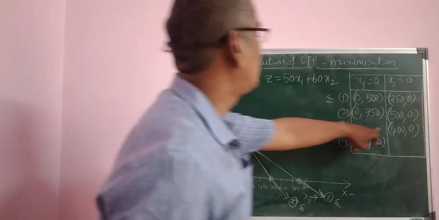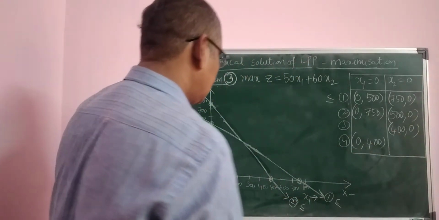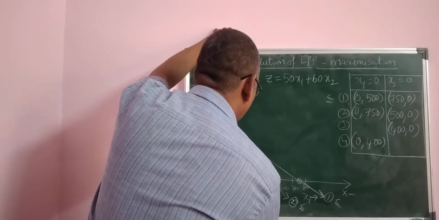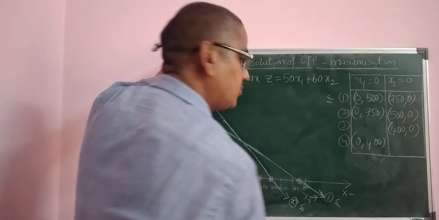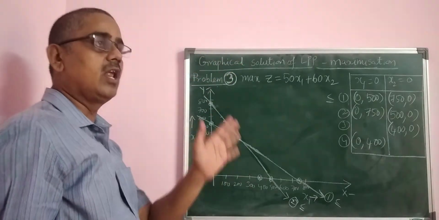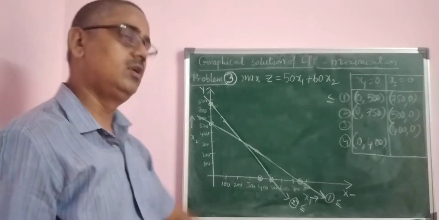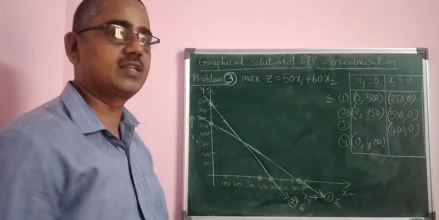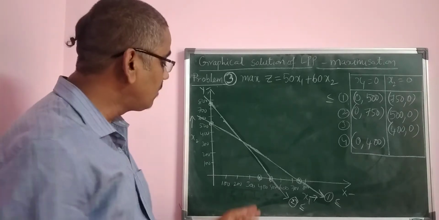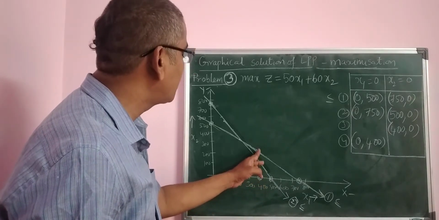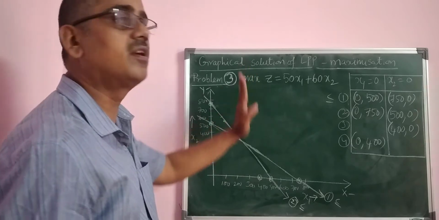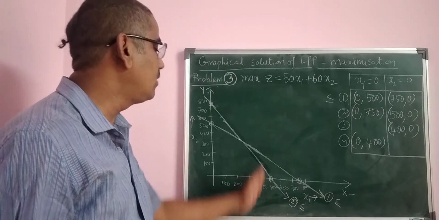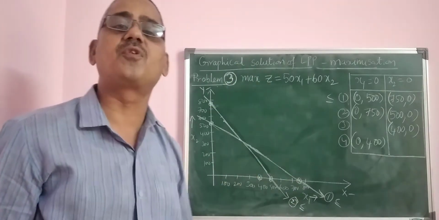And consider the third one, 400 and 0. This is 400 and 0. A single point is enough for you. Draw the line parallel to the y-axis. Why? Because all the values here are 400. x1 is equal to 400. The entire line represents x1 equal to 400.